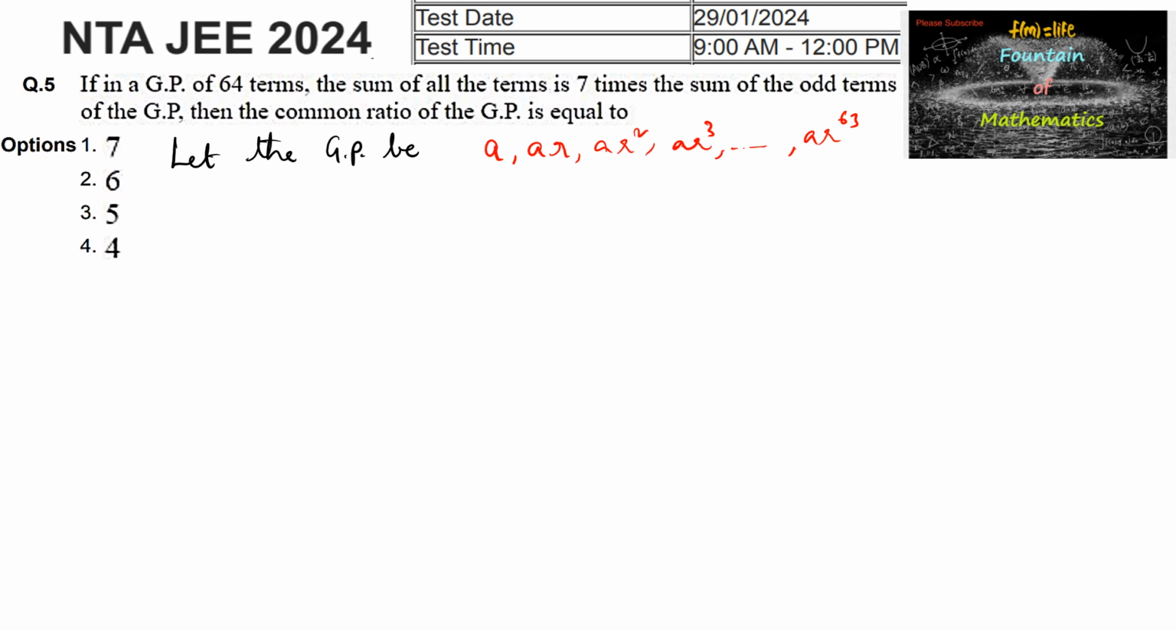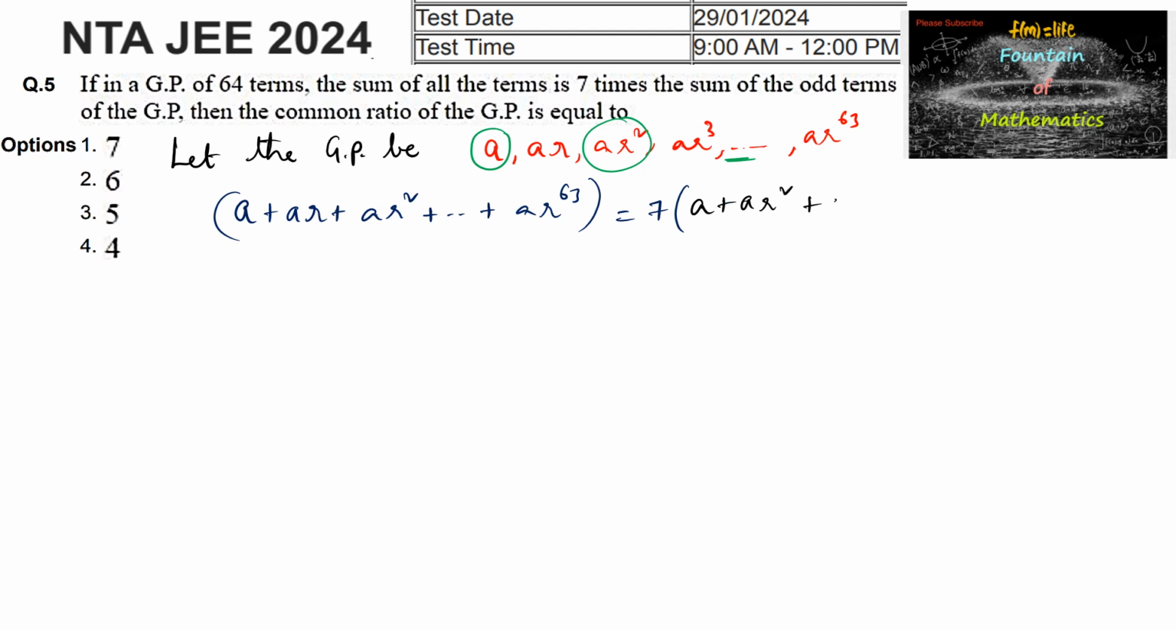So the sum of all the terms, a plus ar plus ar square plus and so on, ar to the power 63, is equal to 7 times the sum of the odd terms. Here odd terms we can consider a, ar square, the next ar power 4 and so on. Since the power of r is getting even, the last one is ar to the power 62.